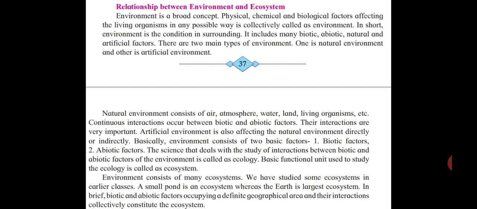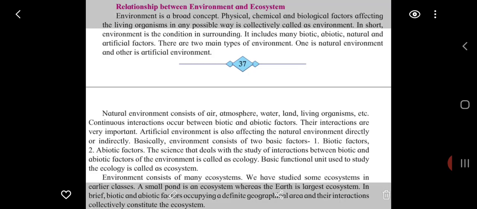The science that deals with the study of interactions between biotic and abiotic factors of the environment is called ecology. This is important for you. If a question comes, what is ecology or define ecology, you are supposed to answer like this: the science that deals with the study of interactions between biotic and abiotic factors of the environment is called ecology. So the basic functional unit used to study ecology is called the ecosystem.